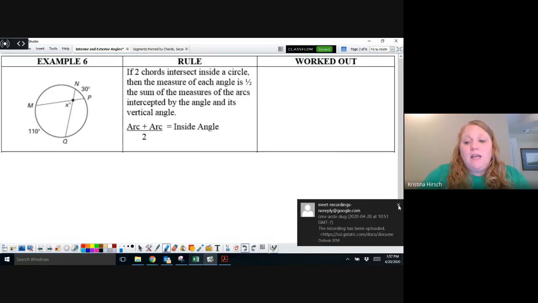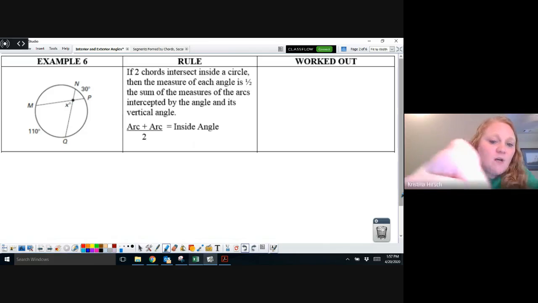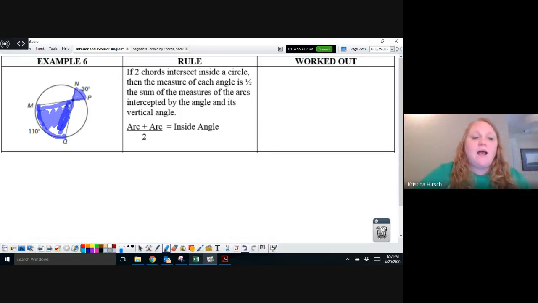Now, what you need to understand is that when that happens, it's almost forming something like an hourglass. So we have this arc right here, right? And we've got this little section right here, and then we've got this little section right here, and everything lines up. So as long as they line up, then you're finding that angle that's on the inside. Okay, so what you do is you add the two arcs together and you divide by 2.